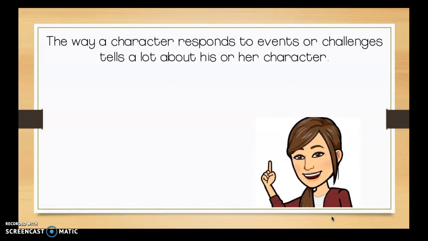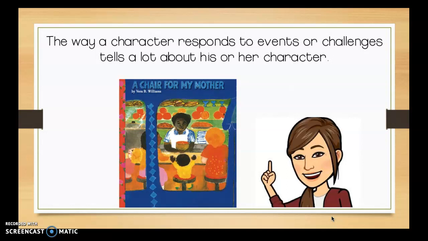Let's take a look at one of my favorite stories, A Chair for My Mother, and I will show you how we can determine the character of one of the main characters in this story.